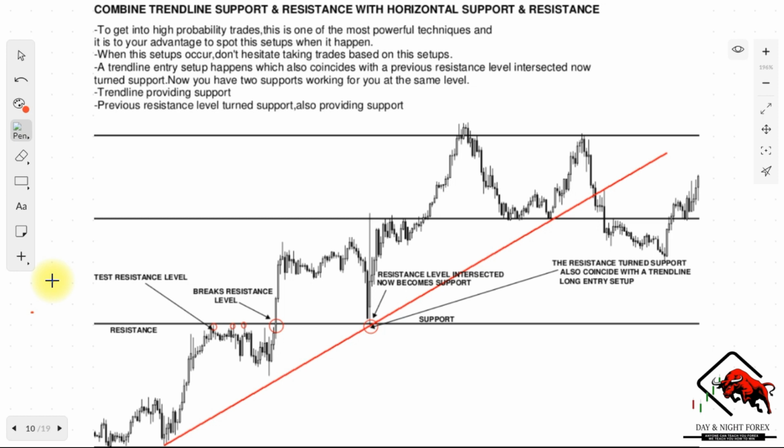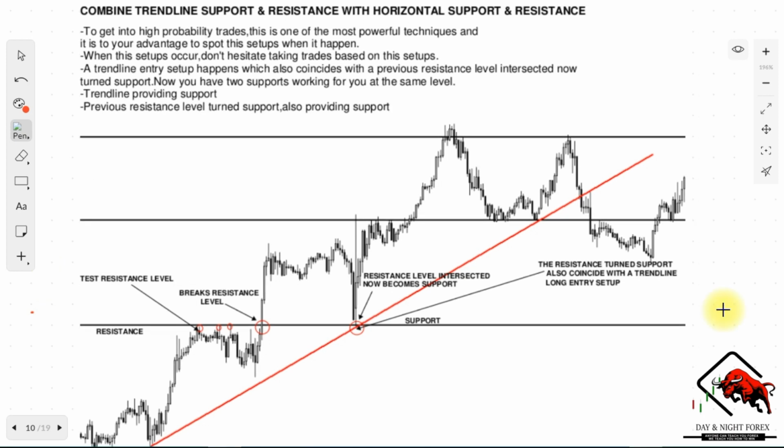Okay, so now this is where it gets very interesting, when we're going to make use of our horizontal support and resistance together with our trend line support and resistance. So now that you understand that a trend line is also a support and resistance, and we already showed you how to draw our horizontal support and resistance earlier in the course, you have to combine them together to have that powerful strategy, powerful confirmation of what's going on in the market.